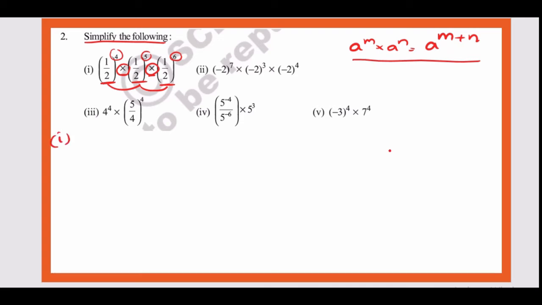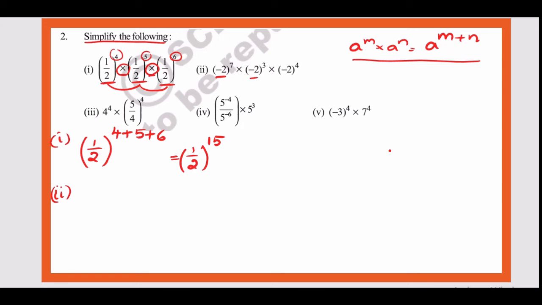Question number 1. If you observe, all the bases are the same: 1 by 2 whole power 4 into 1 by 2 whole power 5 into 1 by 2 whole power 6. When bases are the same, I can add the exponents: 4 plus 5 plus 6, which gives 15. So the answer is 1 by 2 whole power 15, right? Likewise you can directly apply. You need to understand all these things because they will be helpful in your upcoming classes, right?